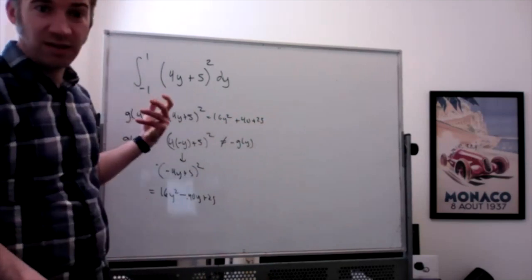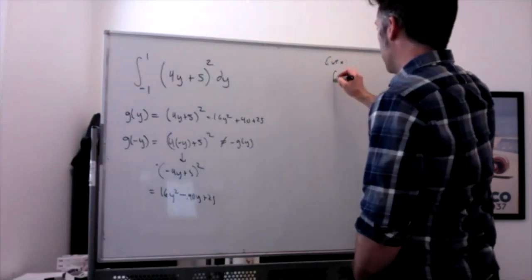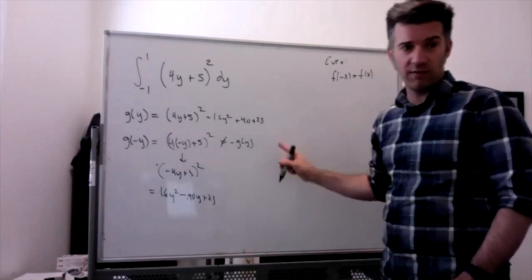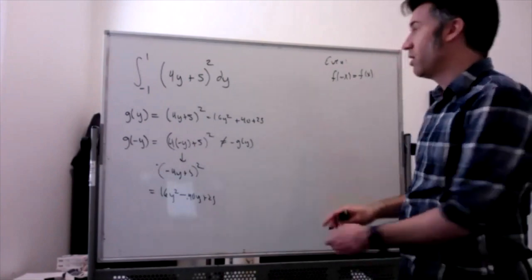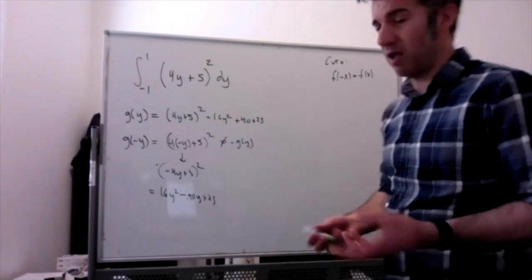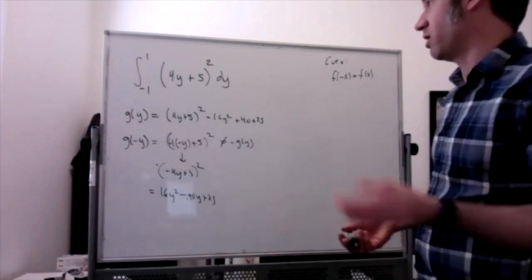Oh, I forgot to say what it meant to be an even function. To be an even function, you need f of -x to equal f of x. Basically, if you plug in the left-hand number, it's the same as when you plug in the opposite right-hand number. So not even, not odd. Most functions are not even or odd. Most functions are neither even nor odd.